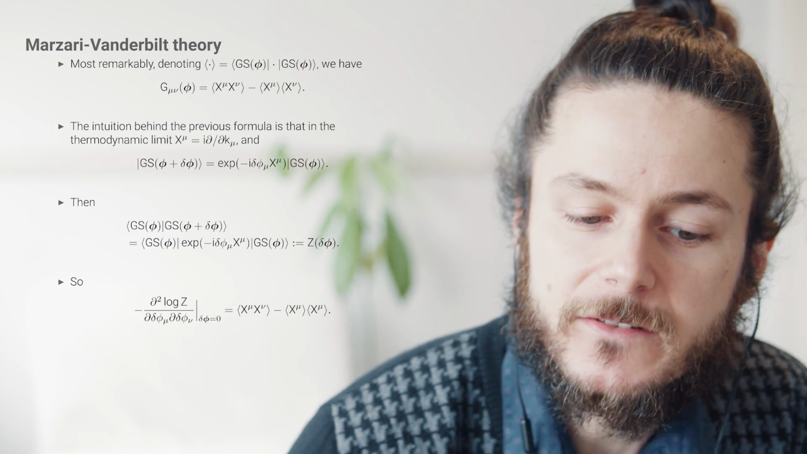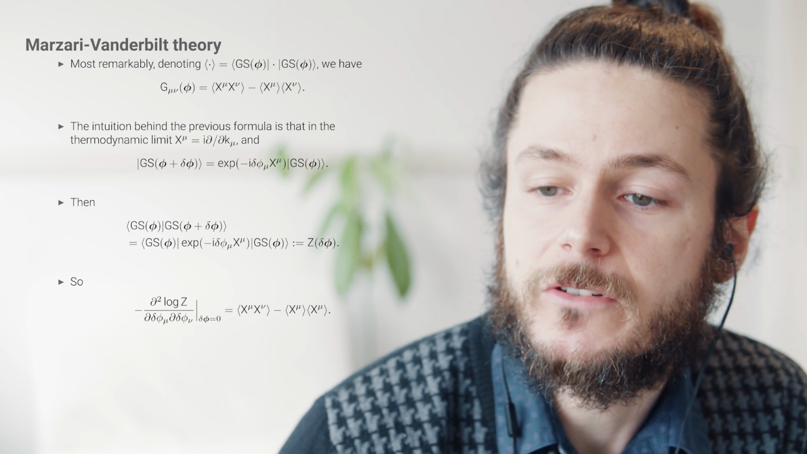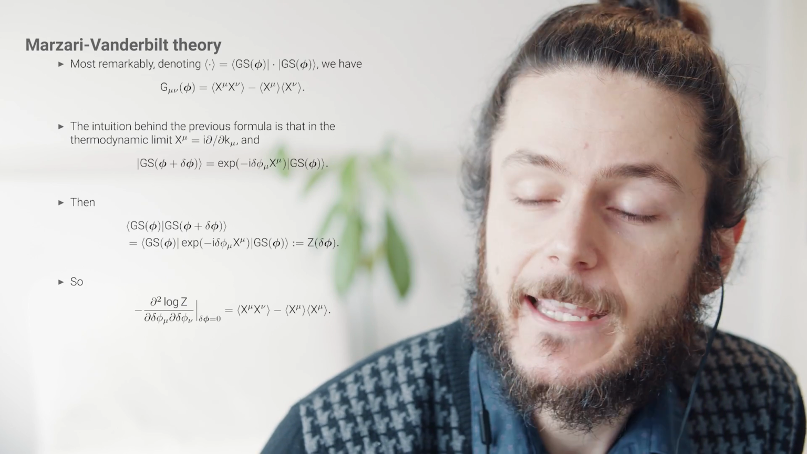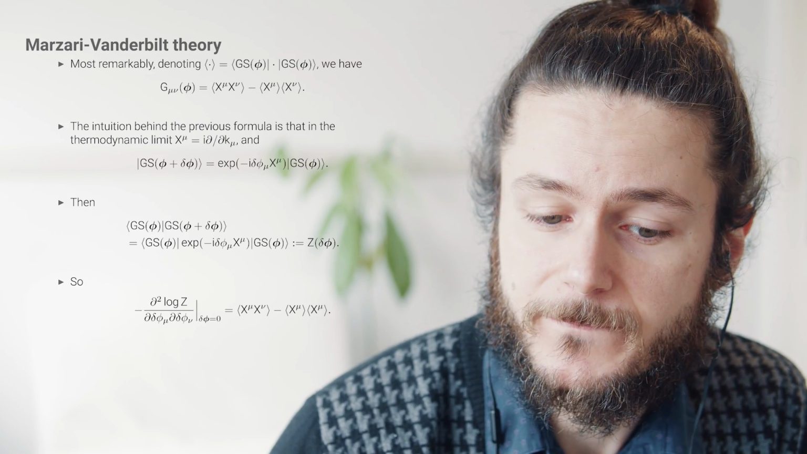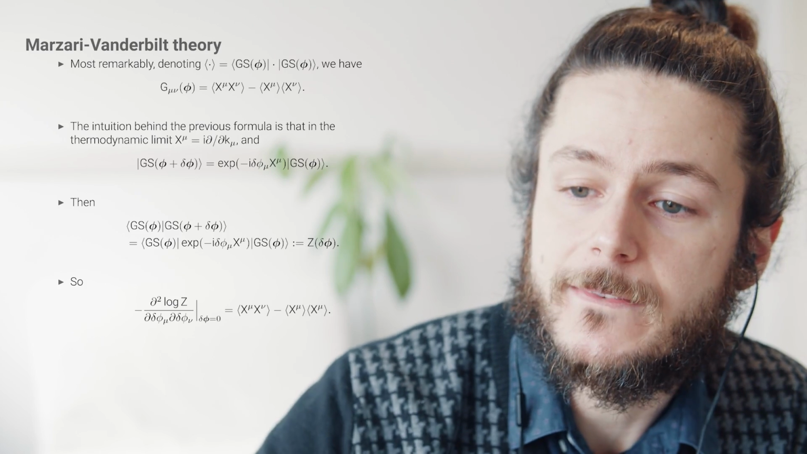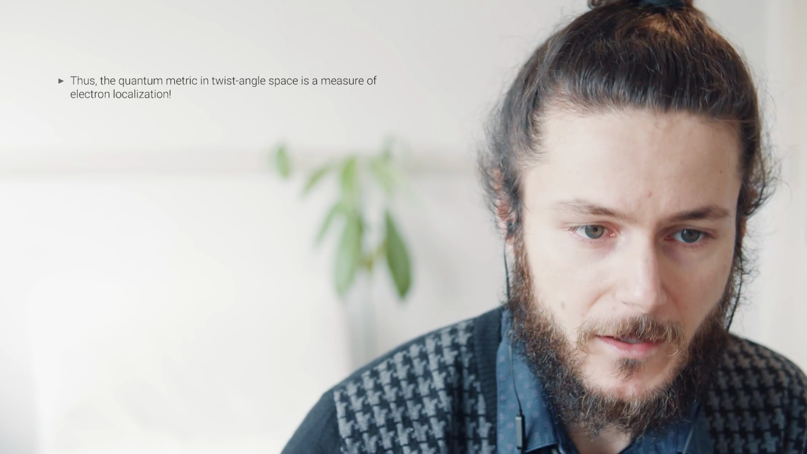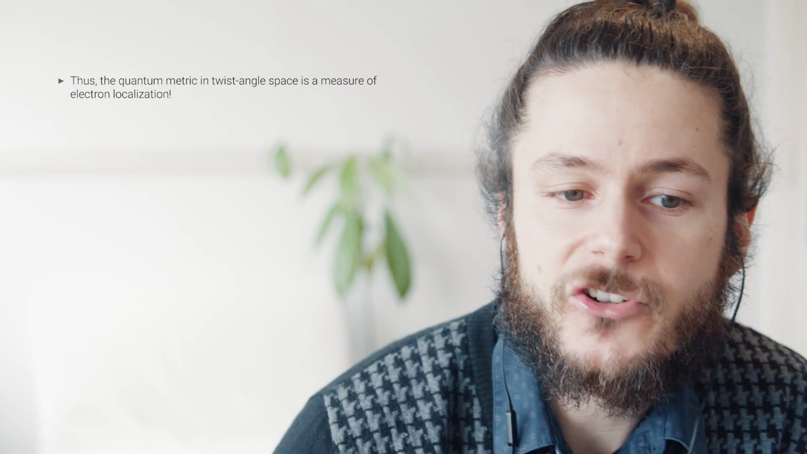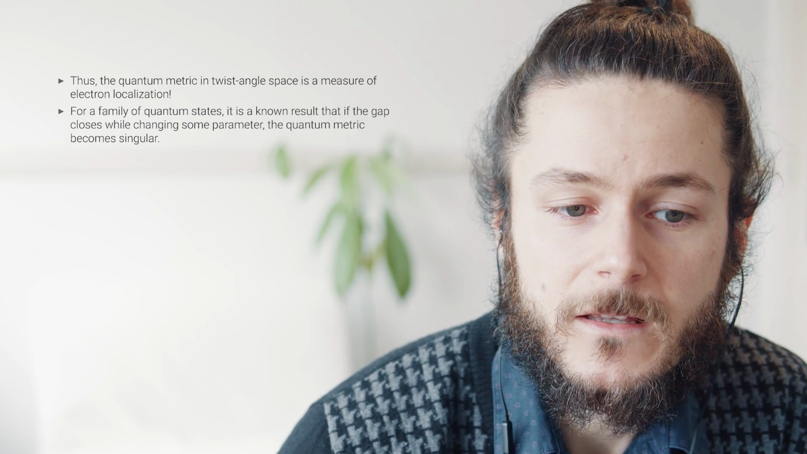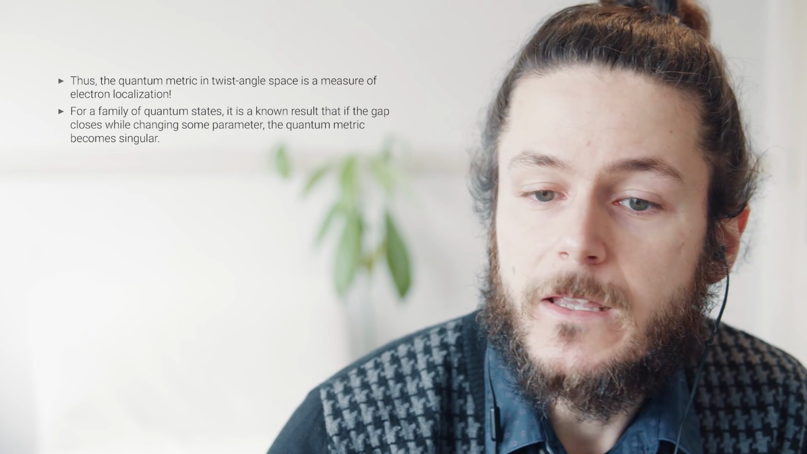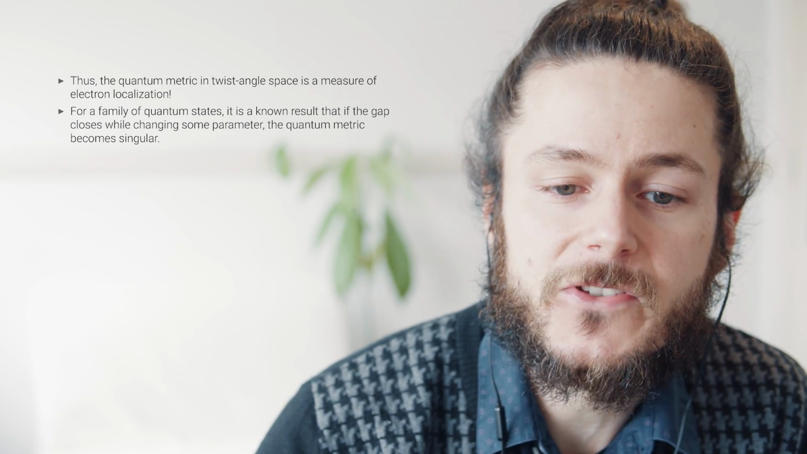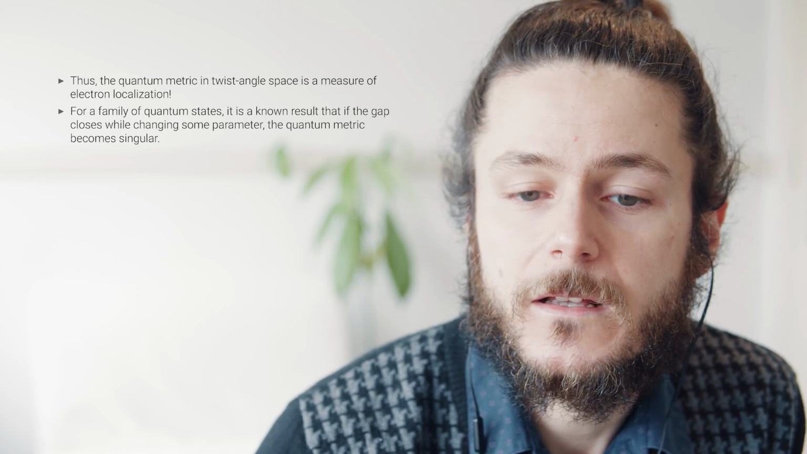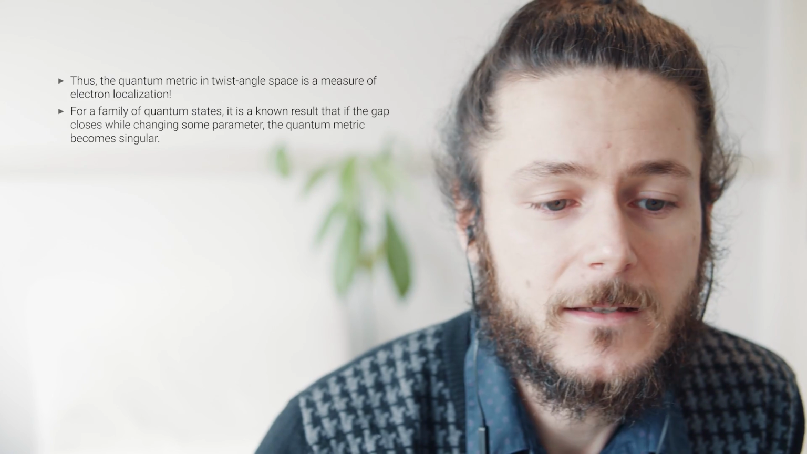If I take the second derivative of this partition function, or essentially the logarithm of this partition function, I get the localization tensor. Of course, I have to compute that at delta phi equals 0. Thus, the quantum metric in twist angle space is a measure of electron localization. For a family of quantum states, it is a known result that if the gap closes while changing some parameter, the quantum metric becomes singular. Let us give some intuition behind this.